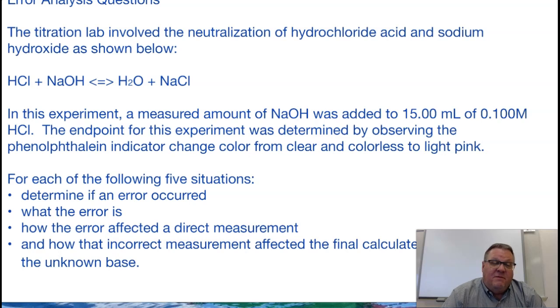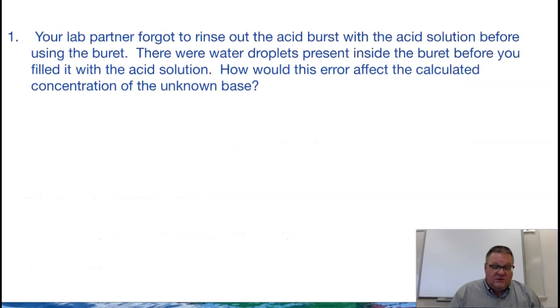I'm going to set up 5 situations for you. I want you to make a decision as to what error occurred, if an error occurred, and if it did occur, what is the error? And then how did the error affect a direct measurement, and how did that incorrect measurement affect my final calculated concentration of unknown base? Okay, so here's situation number 1.